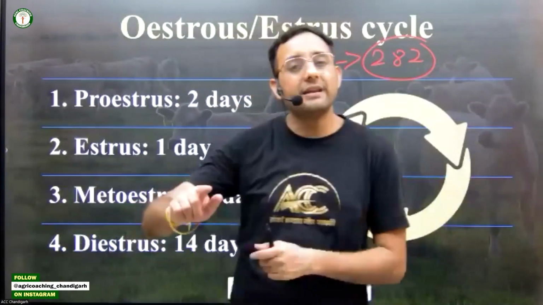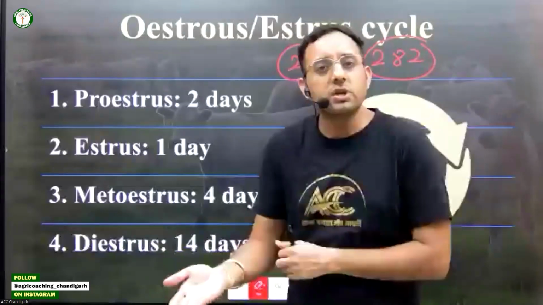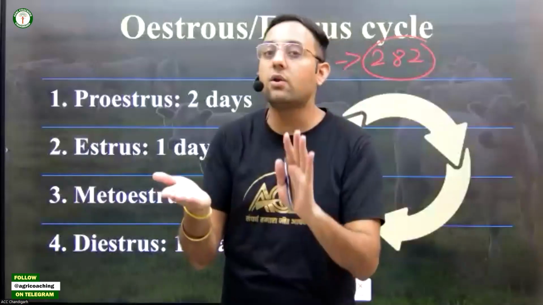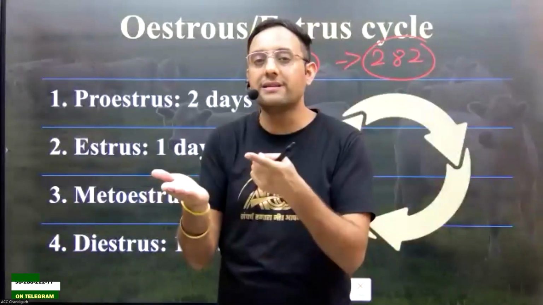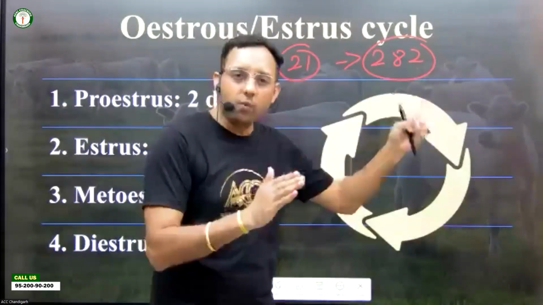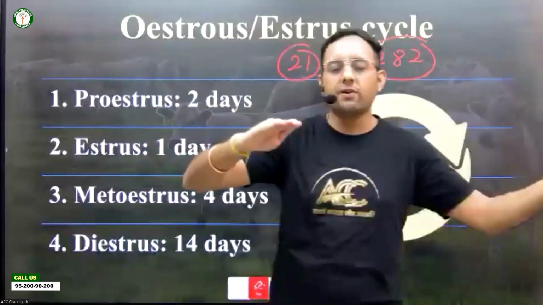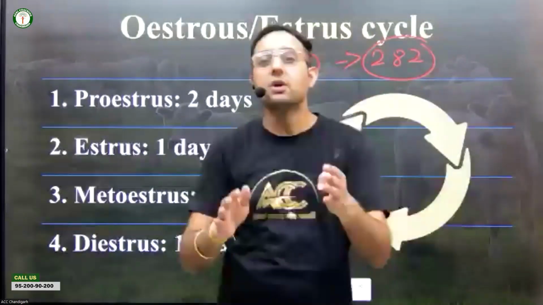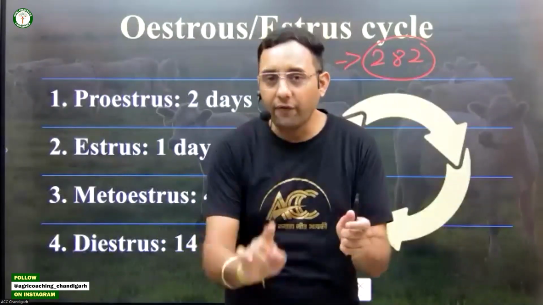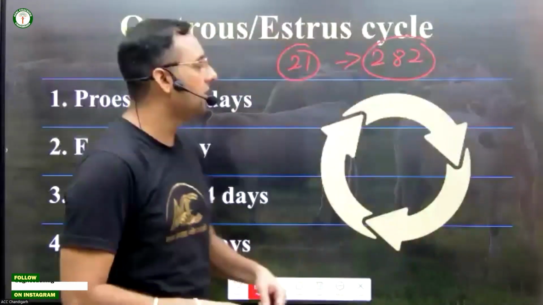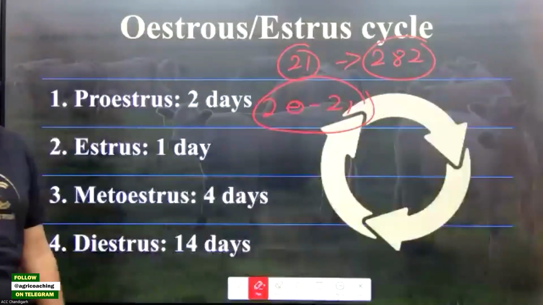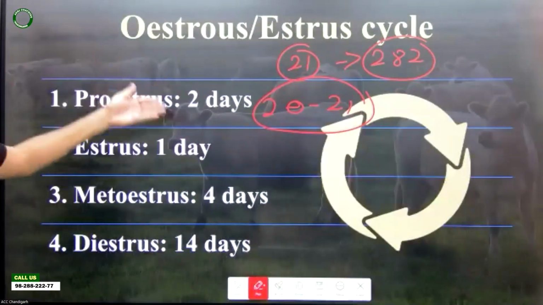Sir, why? The reason is that in these 282 days, progesterone maintains a higher quantity. When progesterone is higher, estrogen cannot work, right? So for those 282 days, progesterone will remain there. And once calving is done, the progesterone level will decrease and estrogen will come again. So within 282 days, the cow will not come in heat. But after 282 days, after calving, within 20-21 days the cow will again start showing you the symptoms of heat, and the same cycle will be repeated.